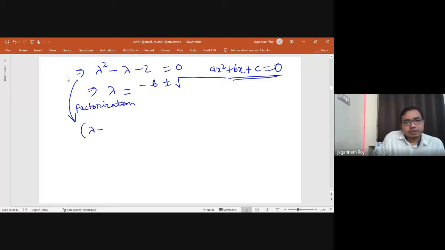So here it will be lambda plus 1 and lambda minus 2. It becomes 0. Since this is a simple equation, you can directly find lambda equals minus 1 and 2. That is one way of approaching it.